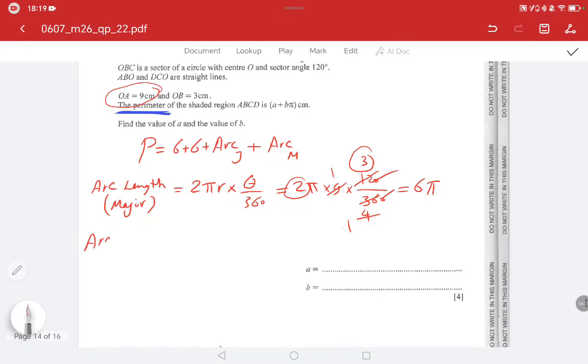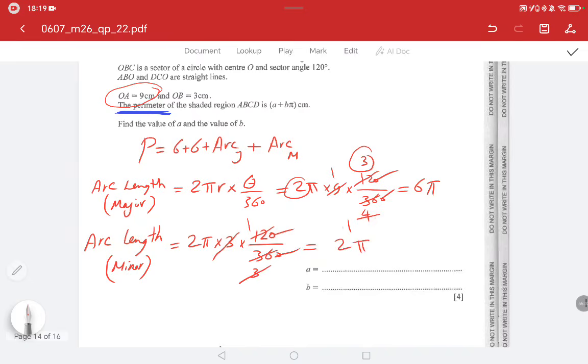Okay, I need to find the arc length of the minor arc. Again, I'm going to use the same formula. It's 2 times pi times the radius of the small one, which is 3, times theta, the same angle. And now let's do the same calculations. Like here you have 12 divided by 12 is 1, and 36 divided by 12 is 3. 3 cancelled with the 3, so we have 2 pi.